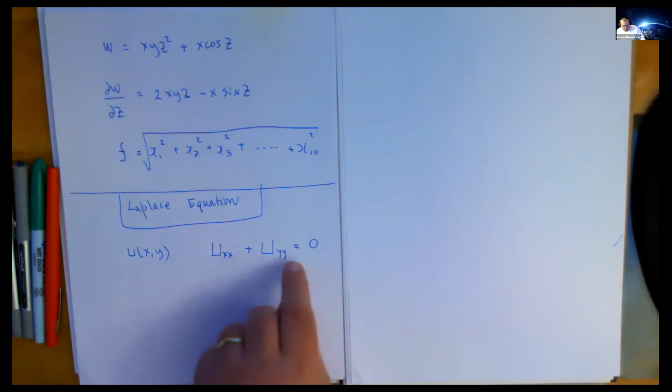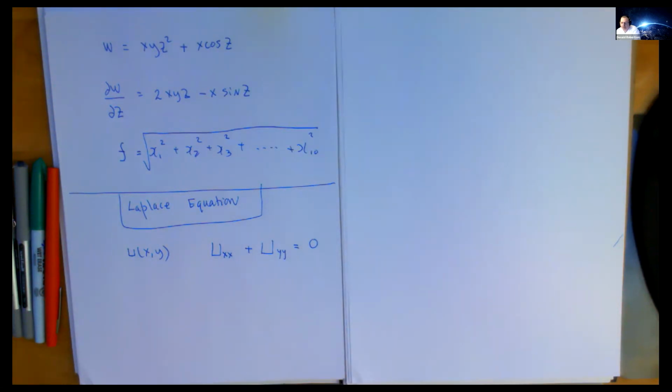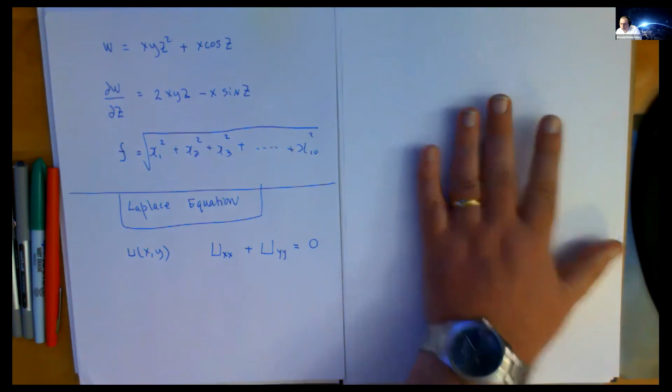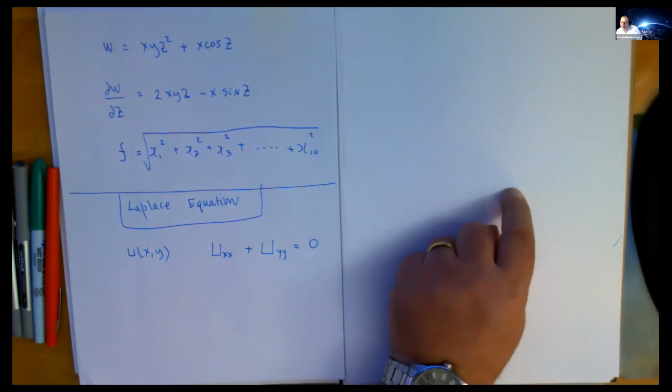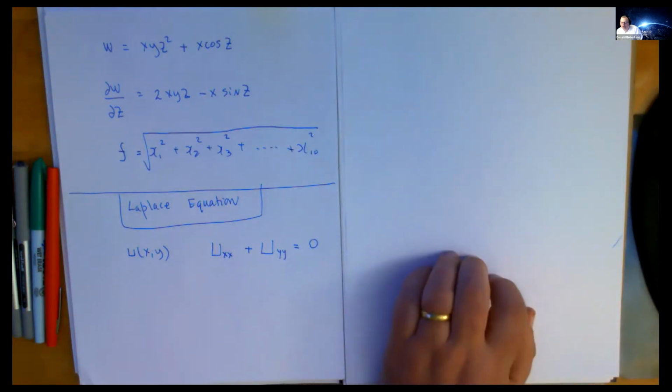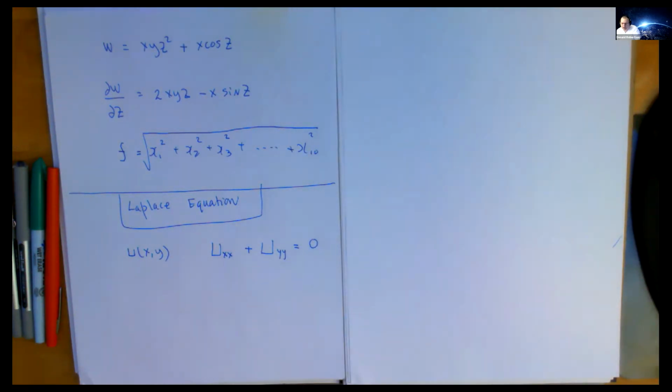And second derivatives are typically quite different from each other, right? If you write down a normal random function of x and y, and you do its second derivative with respect to x, and then you do its second derivative with respect to y, they'd be quite different, wouldn't they?